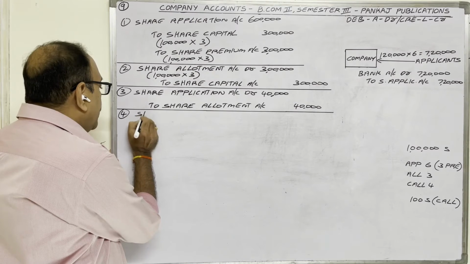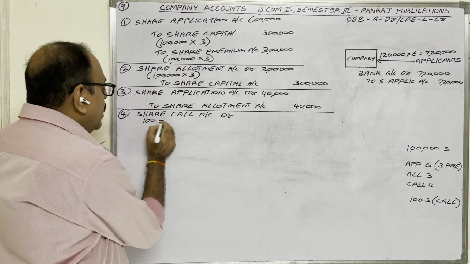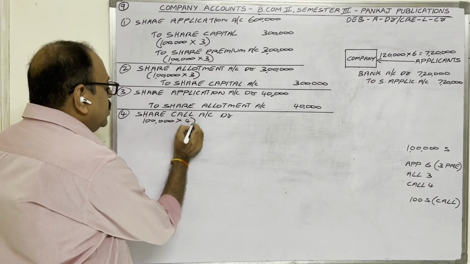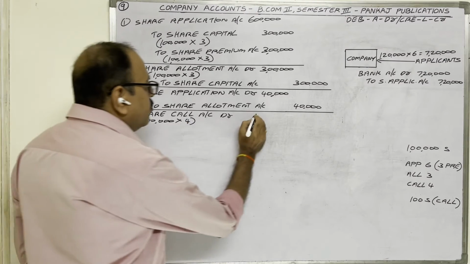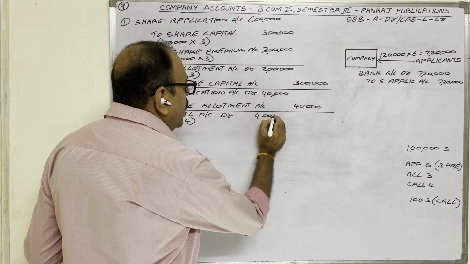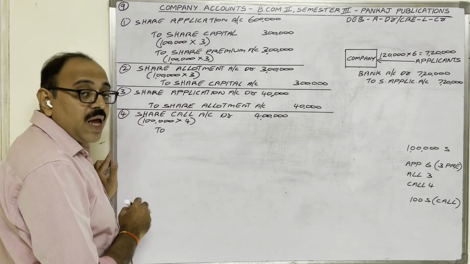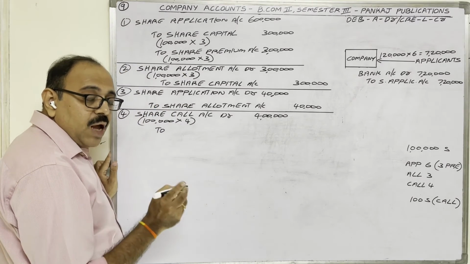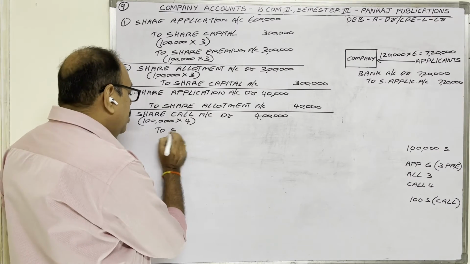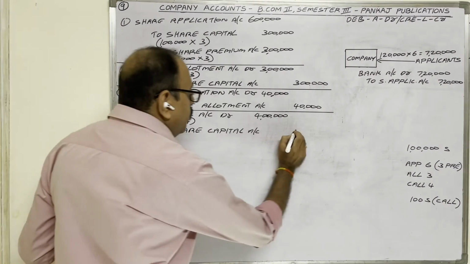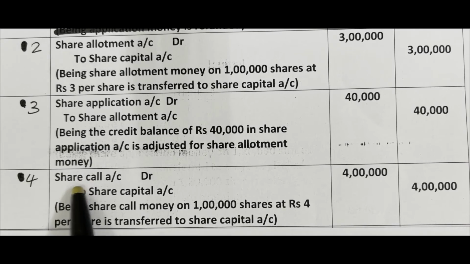Share call account debtor. On 1 lakh shares at the rate of 4 rupees each, 4 lakh rupees should come from them. Therefore, debit 4 lakh. This amount we are transferring to share capital. Share capital is a liability, so it should be credited to share capital account, 4 lakh rupees. Fourth entry, share call account debtor to share capital account.